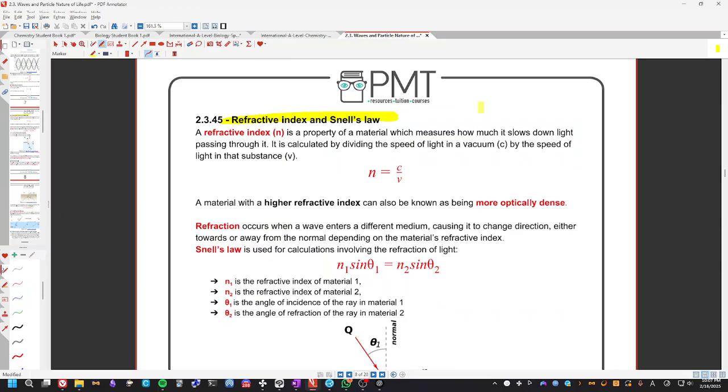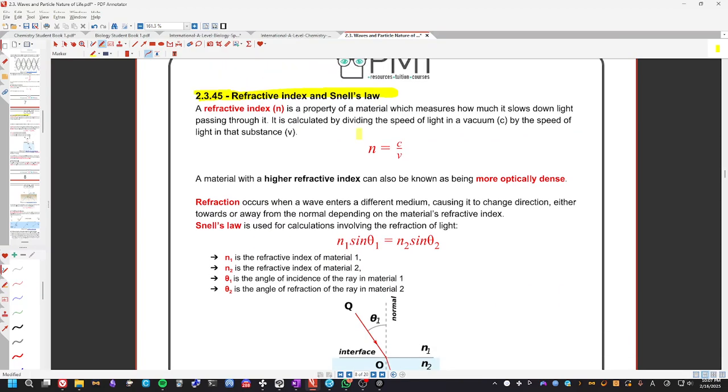Alright, so we're going to be first talking about refractive index and Snell's law, which is basically going to be your introduction to reflection and refraction. There's nothing more basic than this. Well, there's reflection and refraction, but this all kind of just joins together. So you start off with talking about what a refractive index actually is.